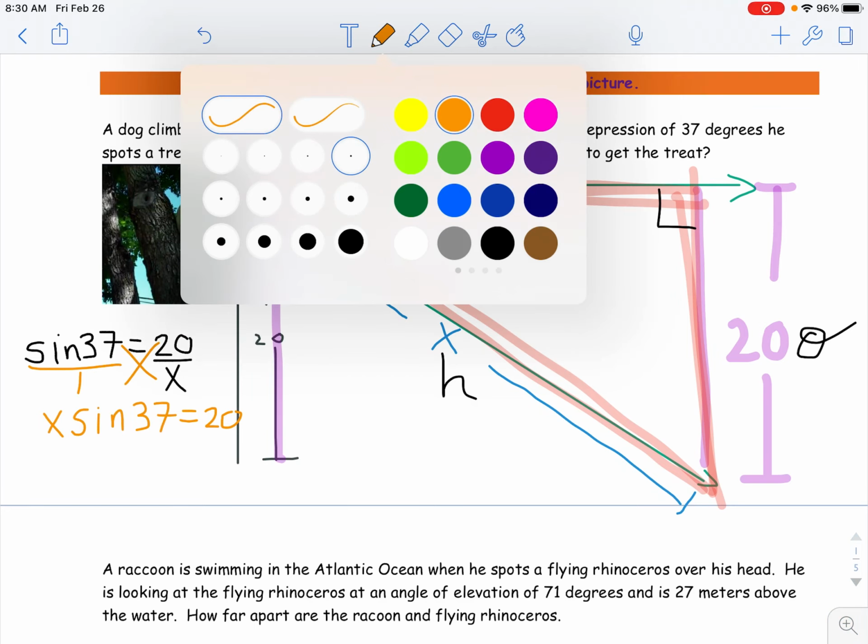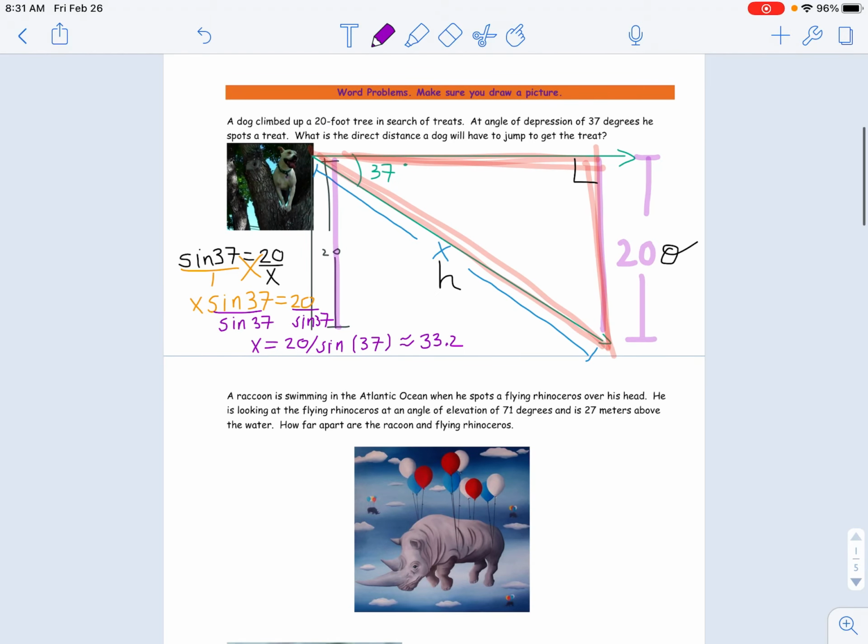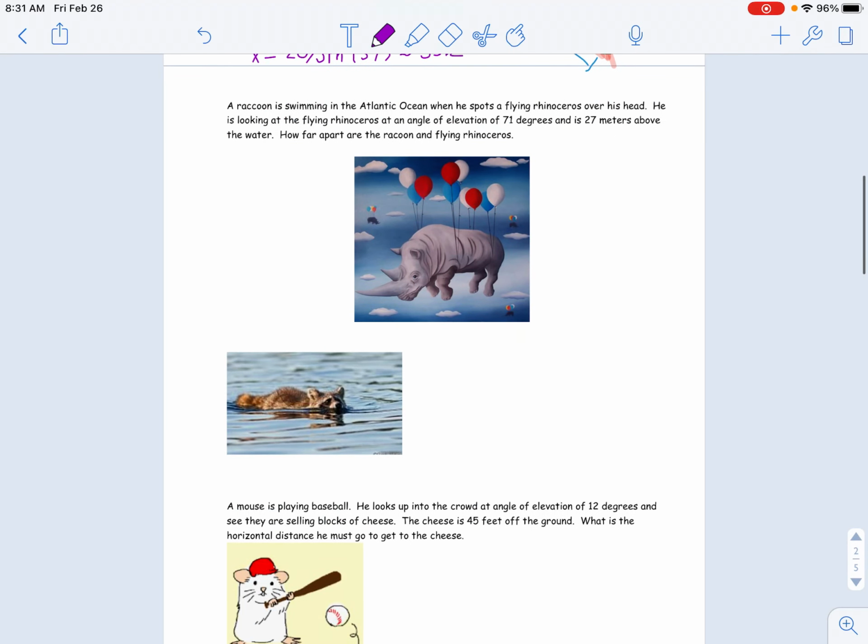Cross multiply. Realize when you cross multiply, you don't get a fraction. I've seen students try to write it as a fraction. That's bad. When you cross multiply, it's going to equal, and you plug that in your calculator and you get 33.2. Okay, so that's a word problem right there.